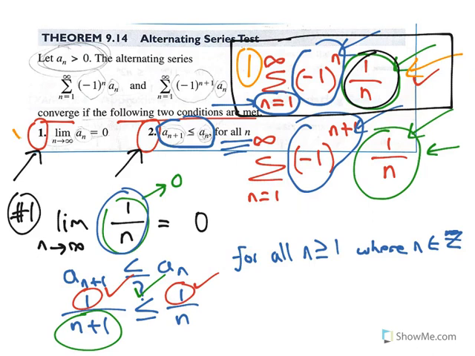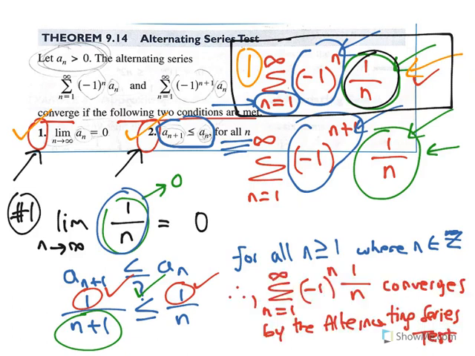Having checked both of the requirements for convergence for an alternating series, we may conclude by the alternating series test that the alternating series for number 1 converges. So we can now state the conclusion citing the alternating series test. So there's our conclusion. Therefore, the alternating series converges by the alternating series test.